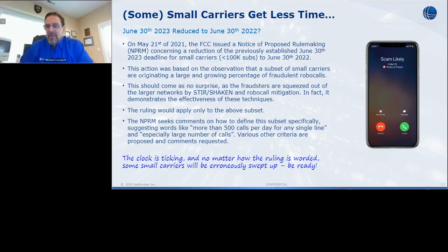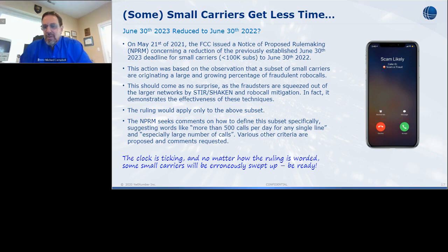So what does this mean for you? This means that the ship is sailing, the clock is ticking. No matter how the final ruling is worded, some small carriers, it could be you, are going to be erroneously swept up into the net that is established by the criteria. And even though you may not be generating the fraudulent traffic that is being protected against, you may be required to comply.